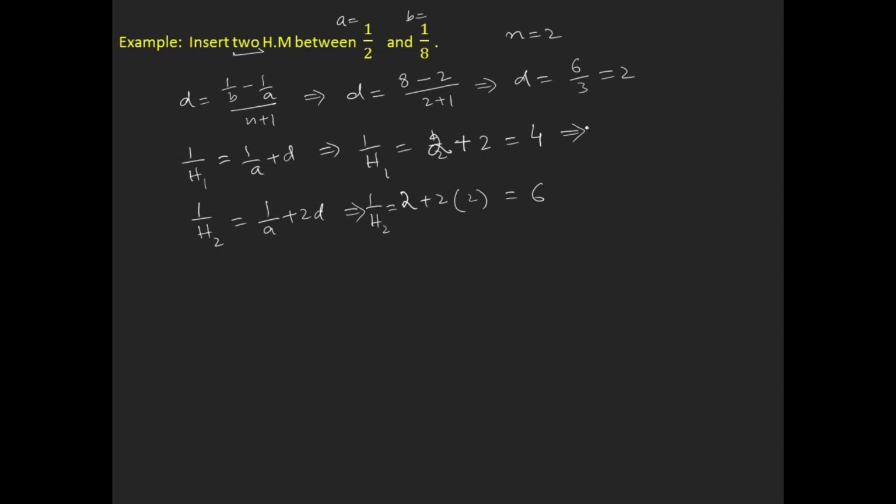This is 1 over H1. So what is H1? H1 is 1 over 4. 1 over H2 is 6, so H2 is 1 over 6. So A, H1, H2 and B. What is A? A is given 1 over 2 and B is given 1 over 8. H1 is now 1 over 4, H2 is 1 over 6. So these are the harmonic means between A and B.